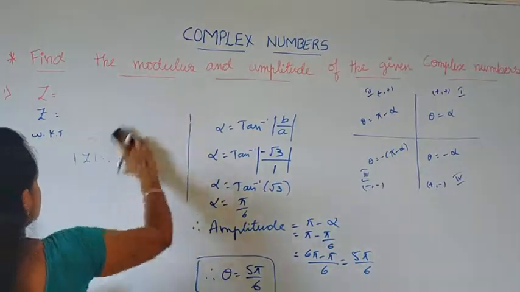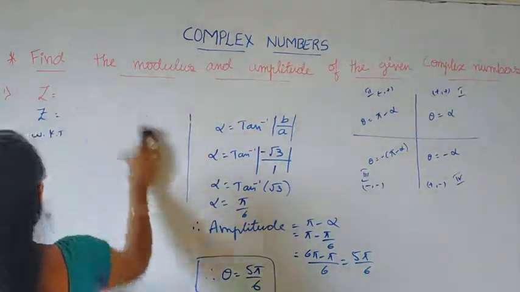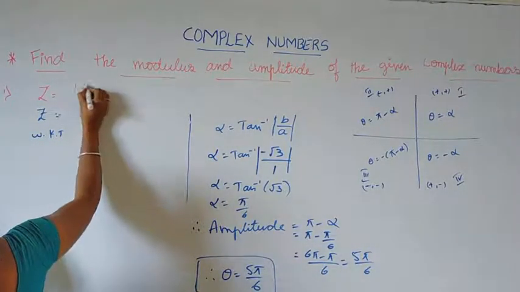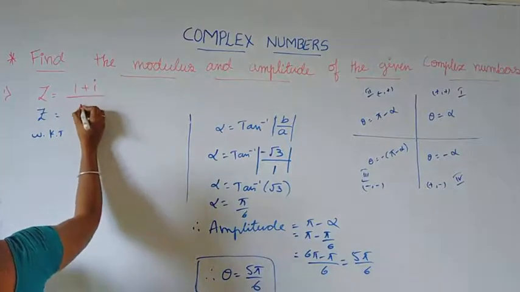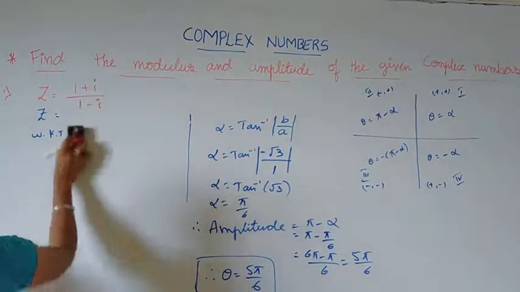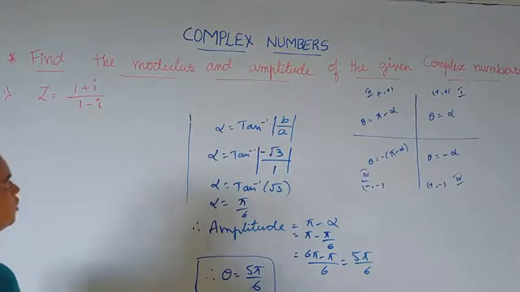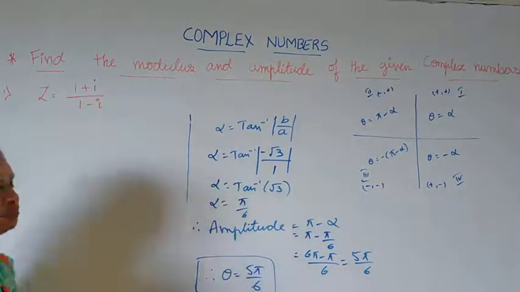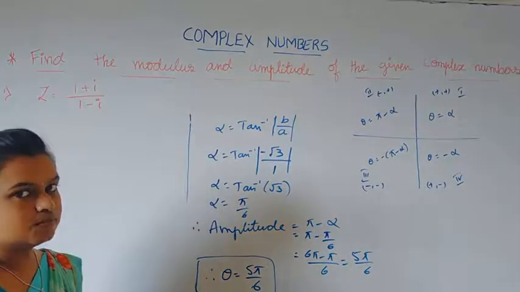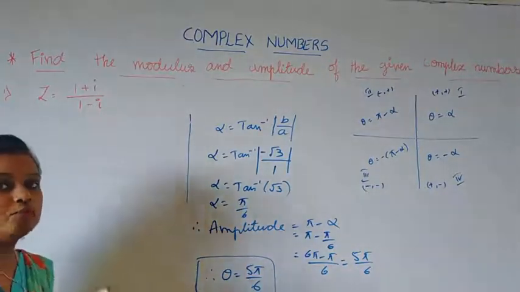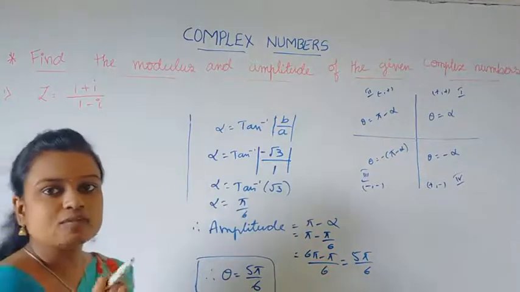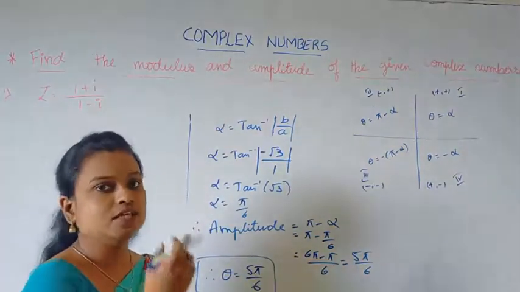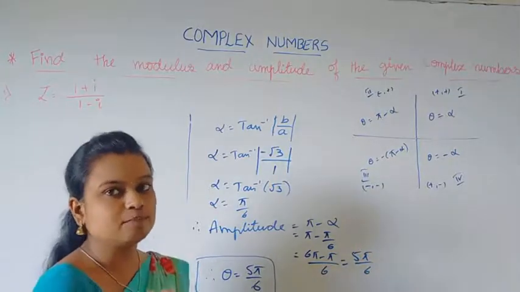So find the modulus and amplitude for z is equal to (1 plus i) divided by (1 minus i). So we have to find the amplitude and also the modulus for z is equal to (1 plus i) divided by (1 minus i). Observe that this is not of the form a plus ib. So first we have to convert this to a plus ib form.